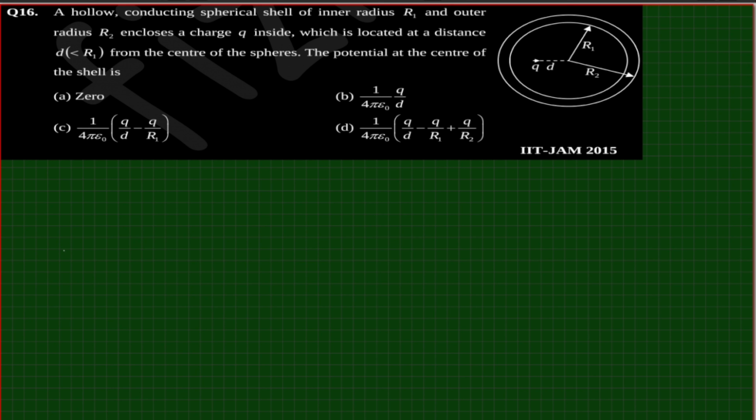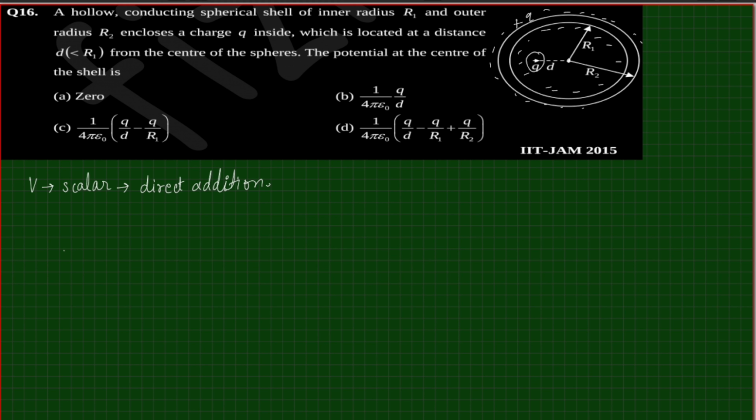In this question we have to find out the potential at the center. As we know, potential is a scalar, so it will be direct addition. If we place a charge q here, a negative charge minus q will be induced at R1, and a positive charge q will be induced at R2.